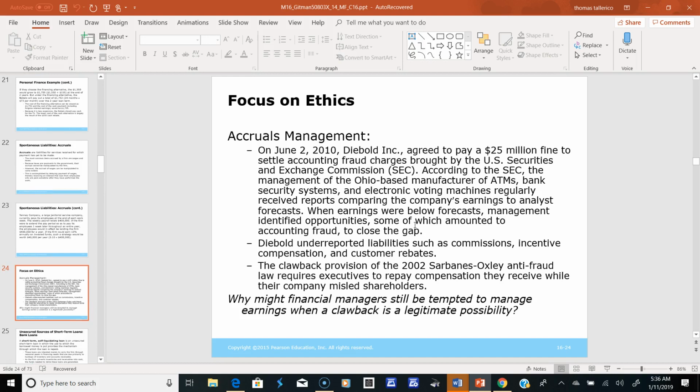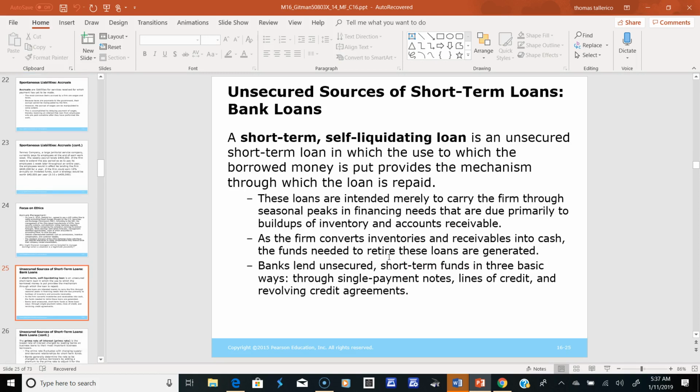And there's ethical stuff, here's the ethical stuff, which is somewhat important. And there's just an example of someone who had to pay a fine for being unethical, I guess for underreported liabilities and that kind of stuff.